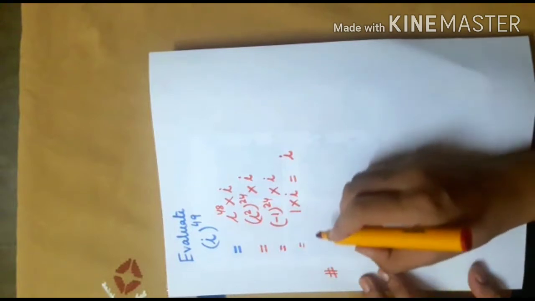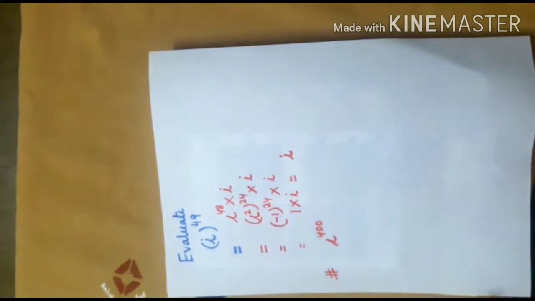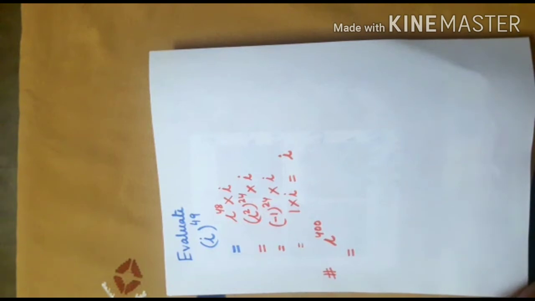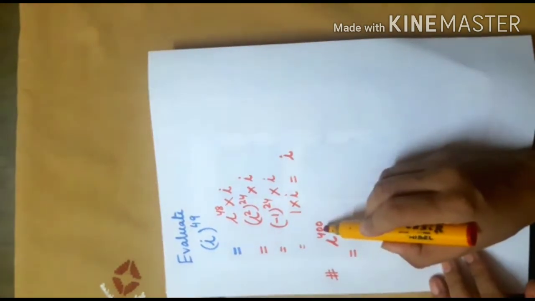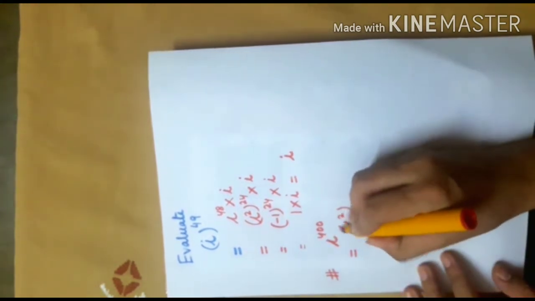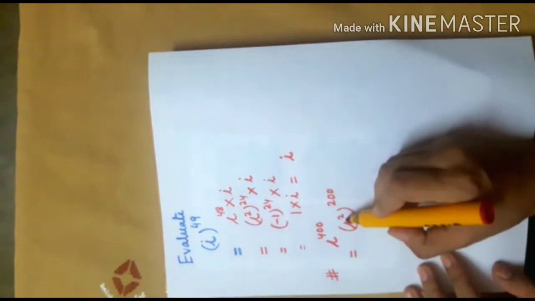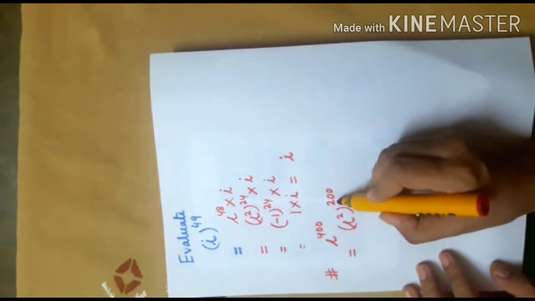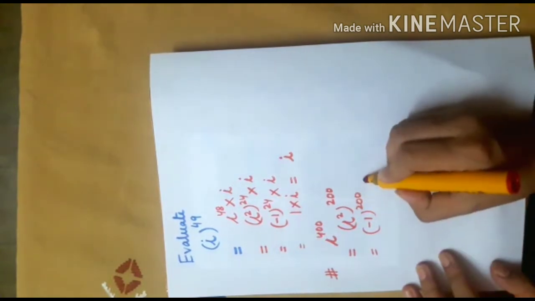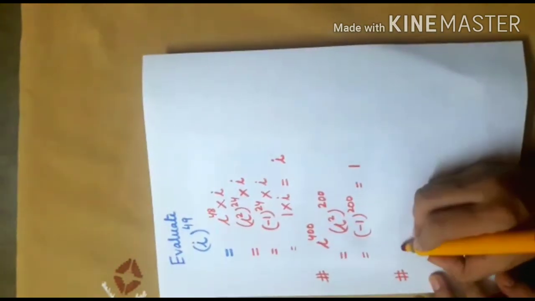Let's take another example. Iota raised to the power 400. Yes. Check the exponent. Even or odd? It's even. So it will be divisible by 2. So it will be iota square raised to the power 200, because 400 when divided by 2 will give you 200. Iota square is minus 1 raised to the power 200. So it will be 1. Right?